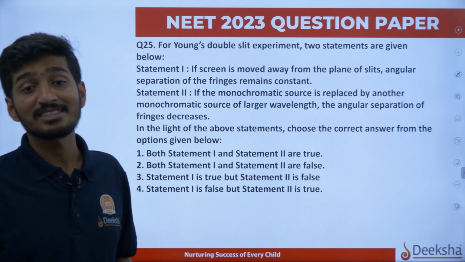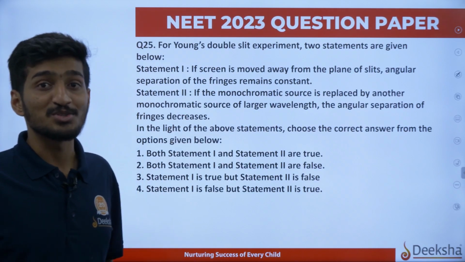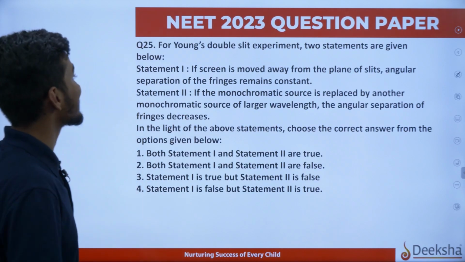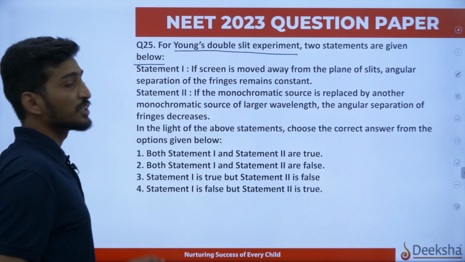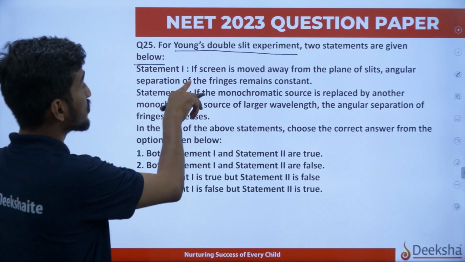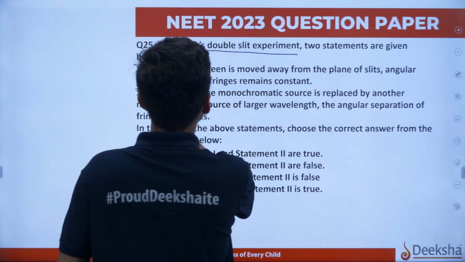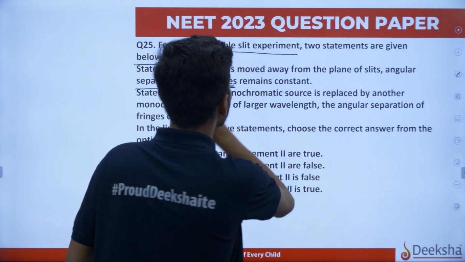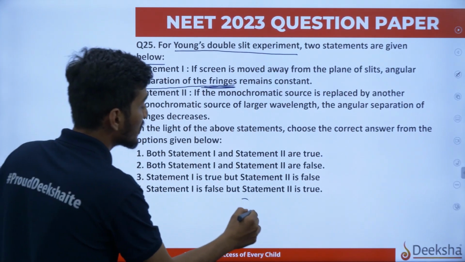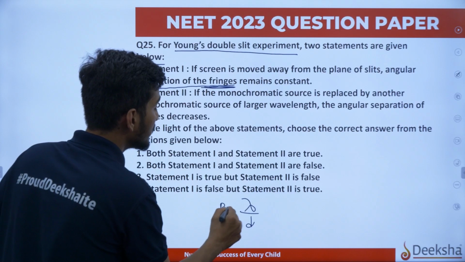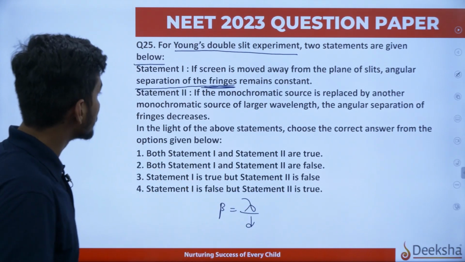Let's move on. Alright, last question for today. This question's from Young's double slit experiment, so this is your wave optics. Let's see what the question says. There are 2 statements given here. The question talks about angular width, the angular separation of fringes. What is the angular width formula? Angular width, beta, is lambda by d.